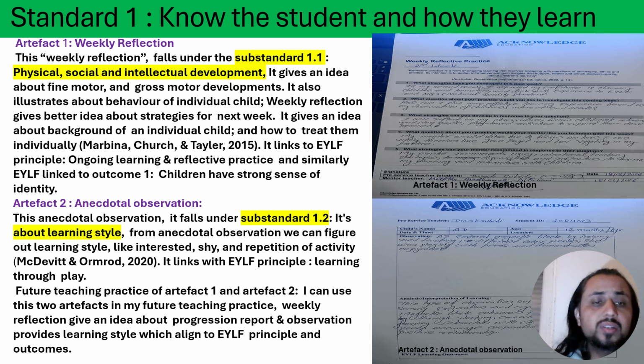Similarly, the second artifact is the anecdotal observation. This anecdotal observation falls under sub-standard 1.2 and it is about the learning style. From the anecdotal observation we can figure out the learning style, like interests and repetition of the activity, and it links with the EYLF principle, learning through play.